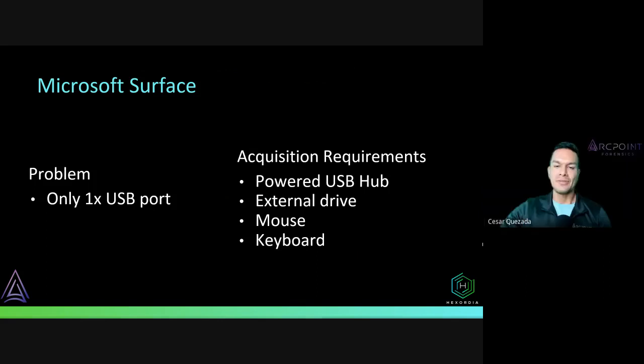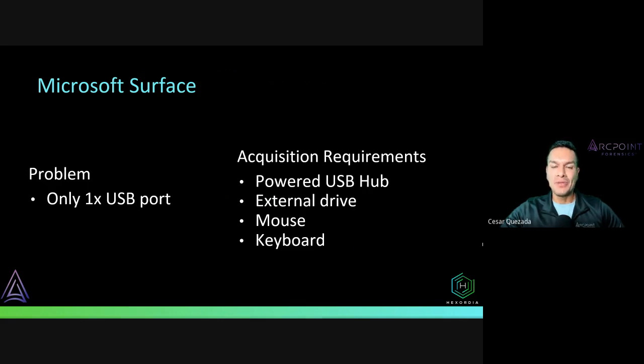Right. And so another example of a hard drive that may be difficult to acquire was something that was inside a Microsoft Surface. So again, new technology is coming out. When the Microsoft Surface came out, there was really no method of acquiring this device because it had one USB port and that was it.